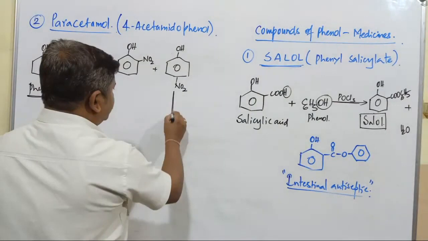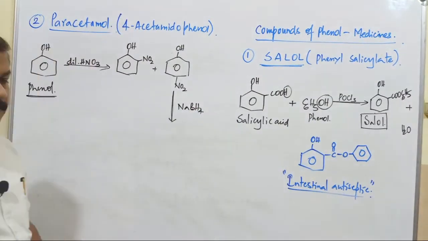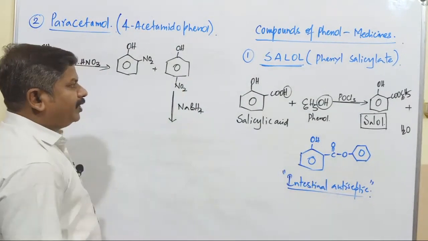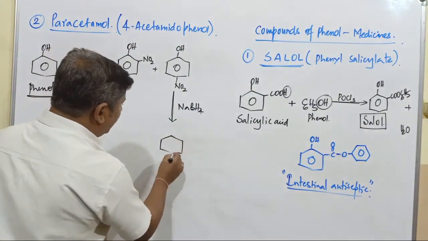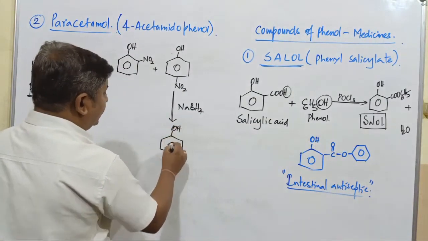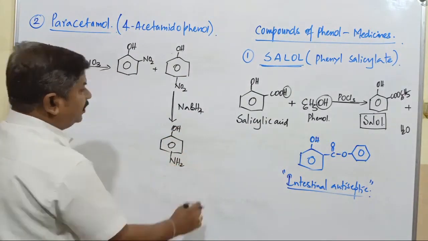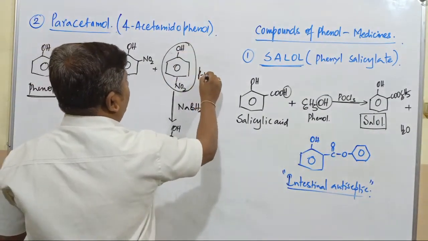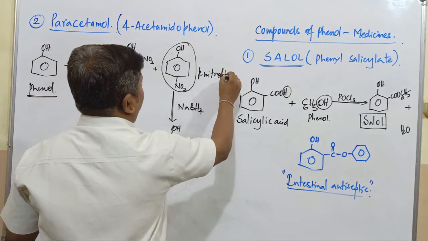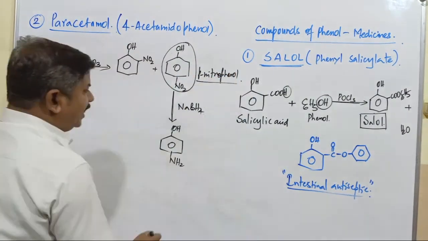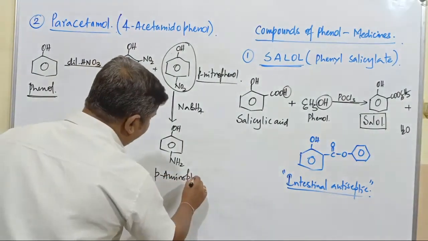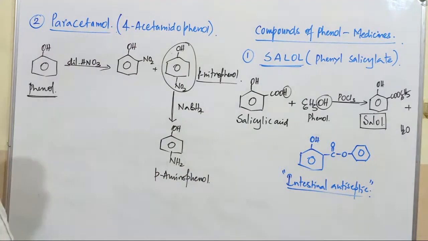So only this compound is treated with NaBH4, any reducing agent, sodium borohydride. This sodium borohydride reduces the NO2 group to what? NH2 group. When NO2 converts into NH2, the OH is there. Next one is going to be what? NH2 group. What is the name of this compound? Already here, para-nitrophenol. But this one is para-aminophenol, or 4-aminophenol. Makes no difference.